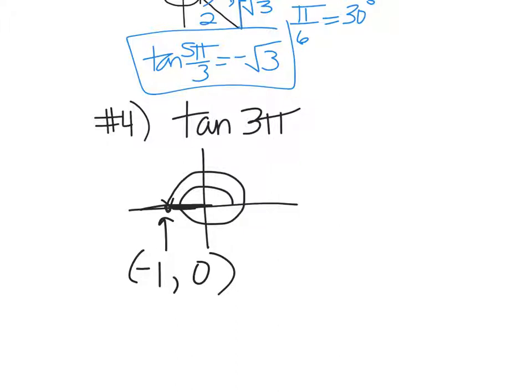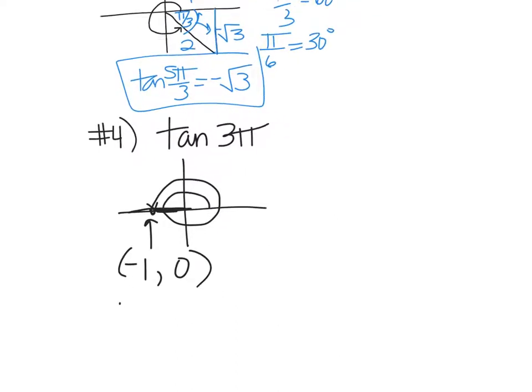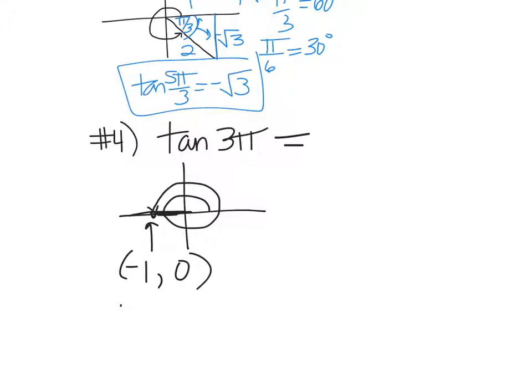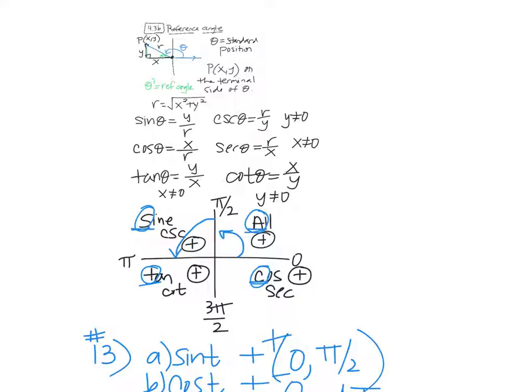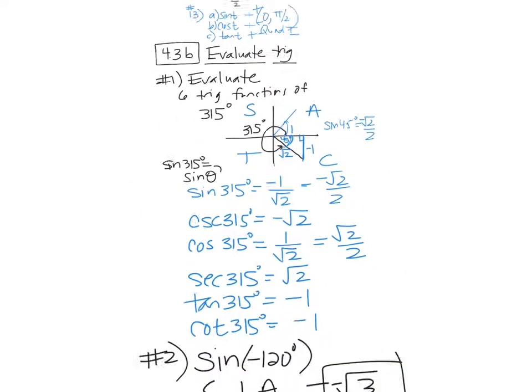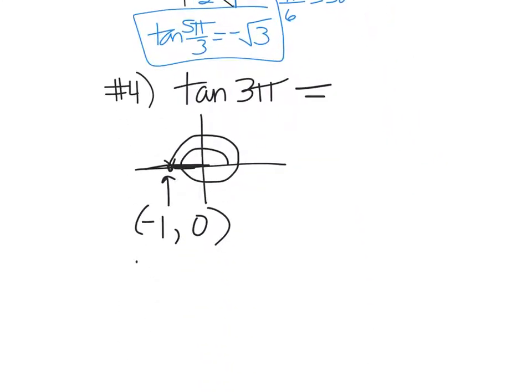It won't matter, because when we evaluate the tangent of 3 pi, remember tangent, what we did way at the beginning, tangent is what? It's y over x. Okay? So let's go over here, and this tangent of 3 pi is going to be y over x.